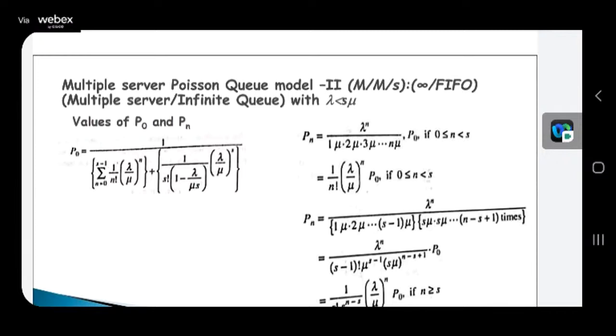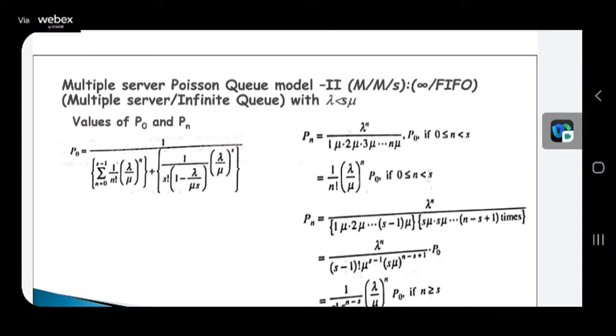S, because there are S number of servers in the system. Infinite, so for this model I'm taking infinite because it is of infinite capacity. Then you have FIFO. Now it is a multiple server infinite queue length model.